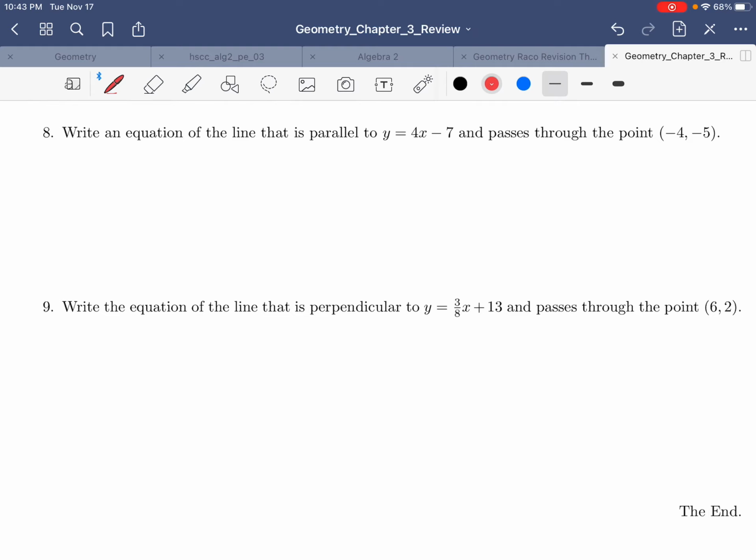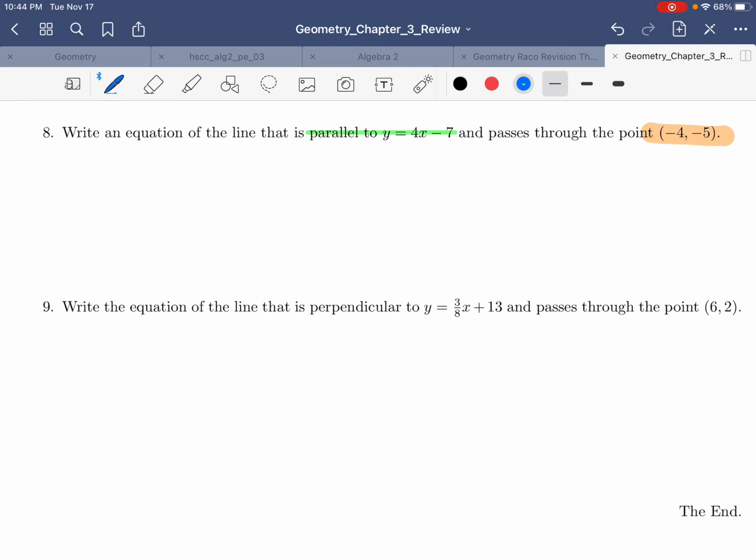Write an equation of a line, question number 8, write an equation of a line that is parallel. I'm going to highlight that. Parallel, I actually have a highlighter, so let's use it. That is parallel to this line. So we have to ask ourselves, what does it mean to be parallel? And pass through this point over here. So we need to be parallel and we need to pass that point.